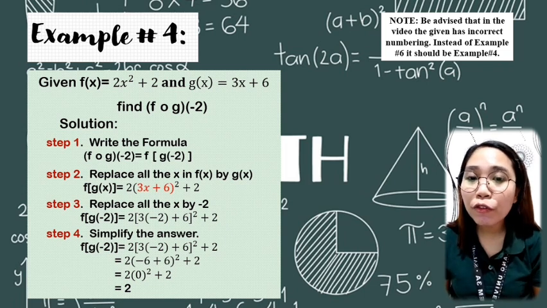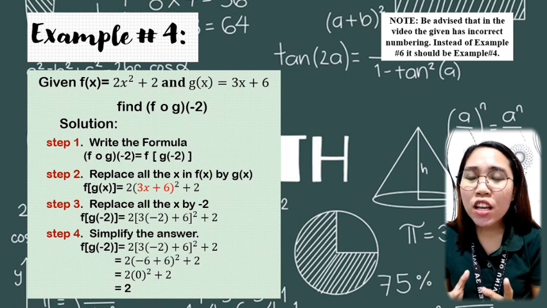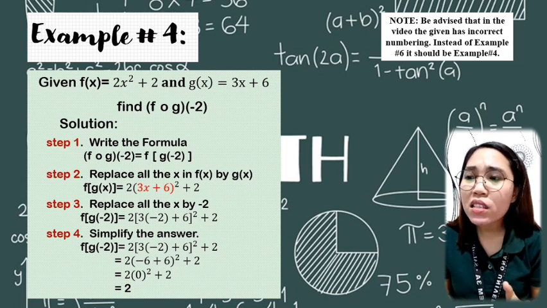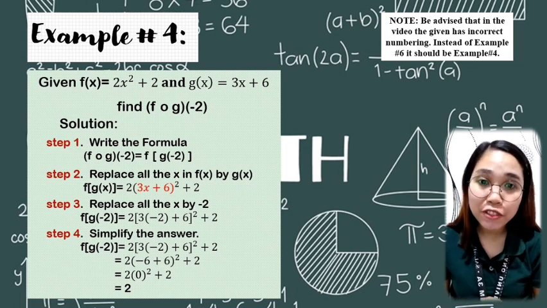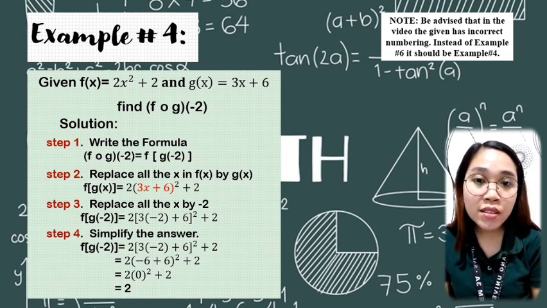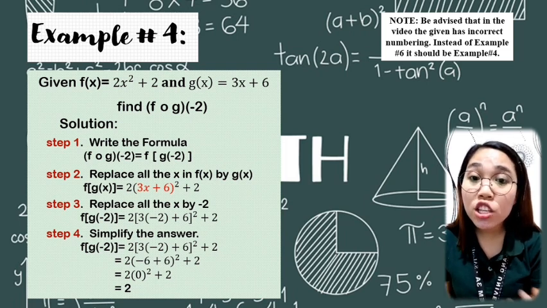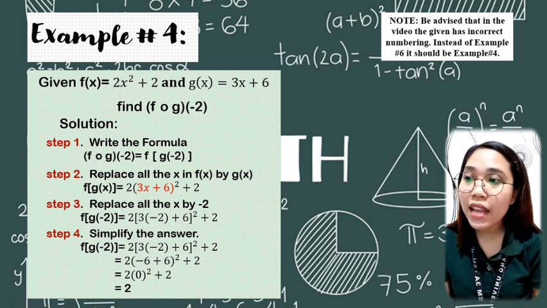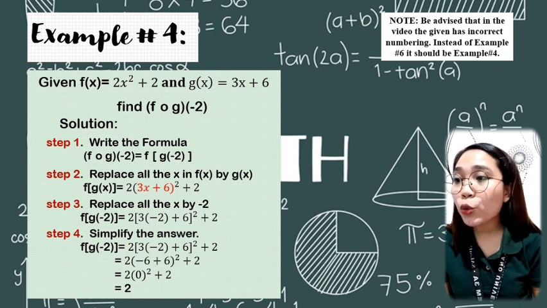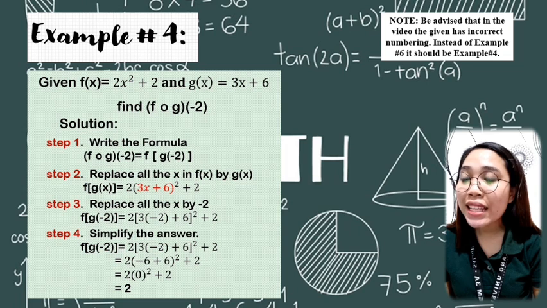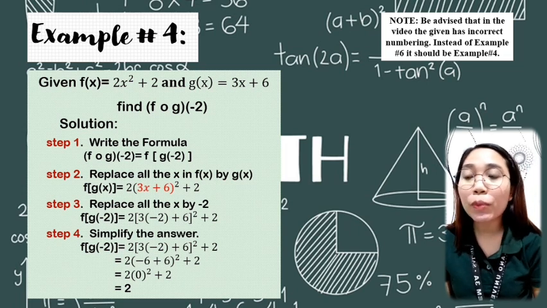How we're going to solve for this one, if we do see many quantities, parentheses, braces, or exponent, just always follow the rule of PEMDAS. Grouping symbol first, exponent, multiplication, division, addition, and subtraction. F of g of negative 2 is equal to 2 times open quantity 3 times negative 2 plus 6 closed quantity squared plus 2.